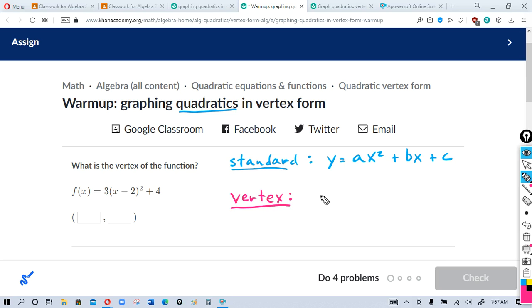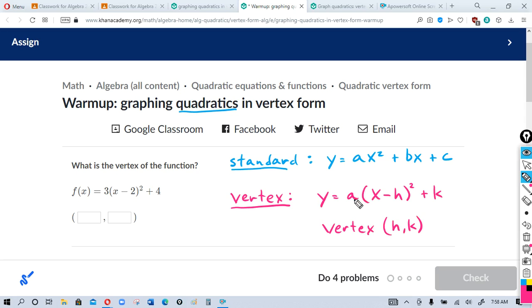And this is also a parabola. It's going to be y equals a times (x minus h) squared plus k. And we already know that the coordinates of the vertex are (h, k).